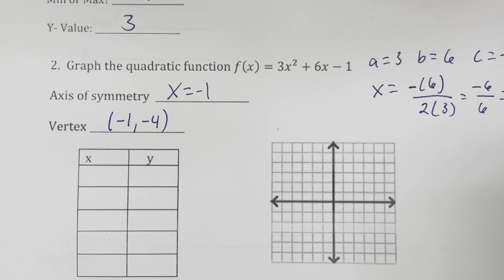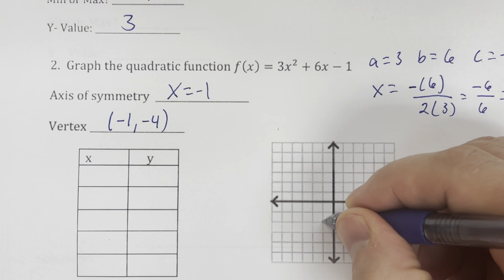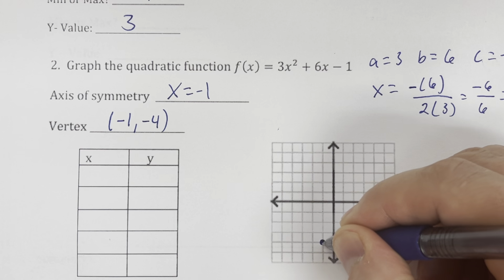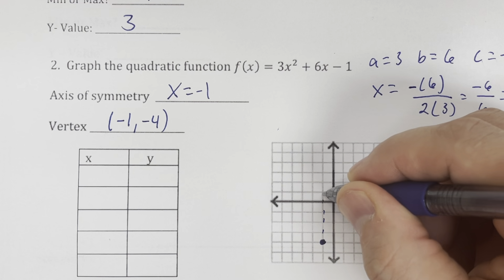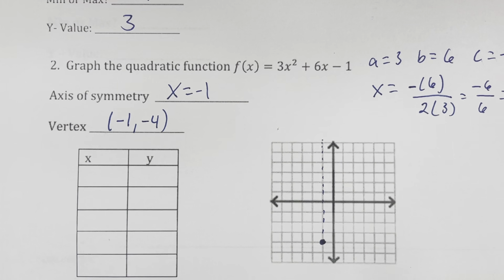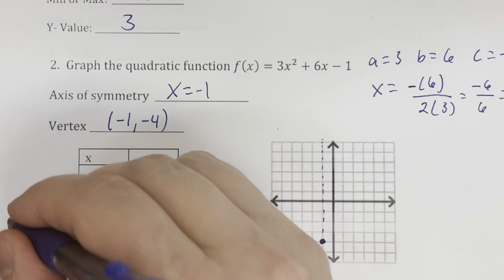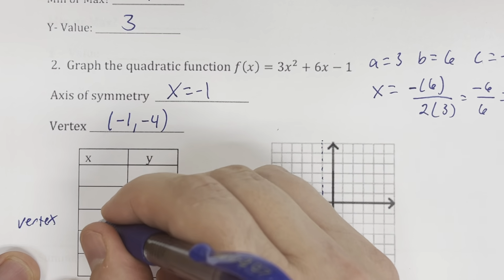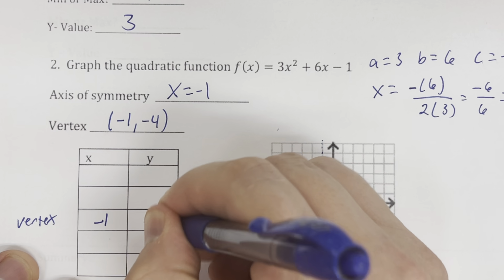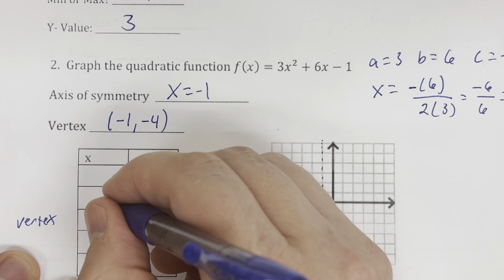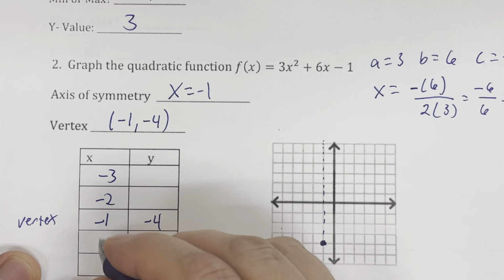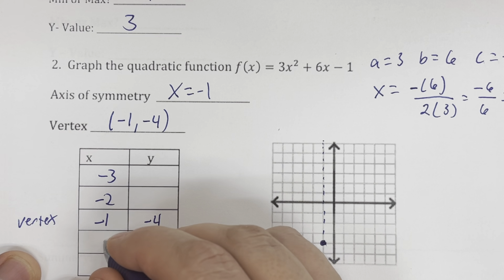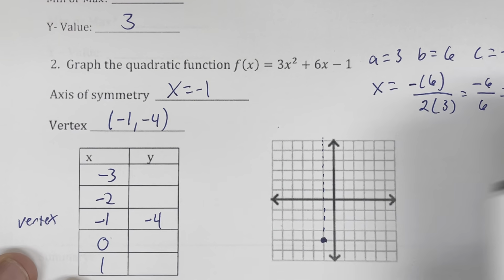So I'm going to plot that point right away. Left 1, down 1, 2, 3, 4. My axis of symmetry should be here. All right. So the vertex in the middle was at -1, -4. Now I need some numbers smaller. So -2, -3, some numbers bigger would be 0 and 1. All right, plugging them in.